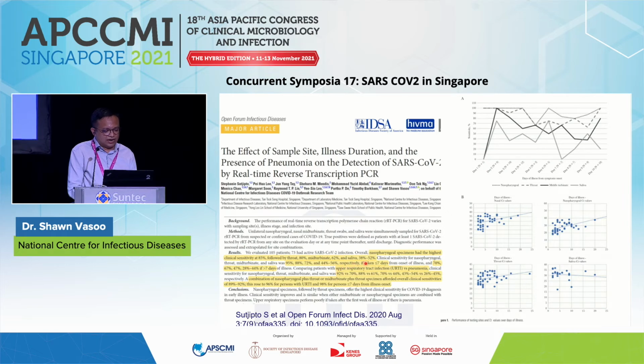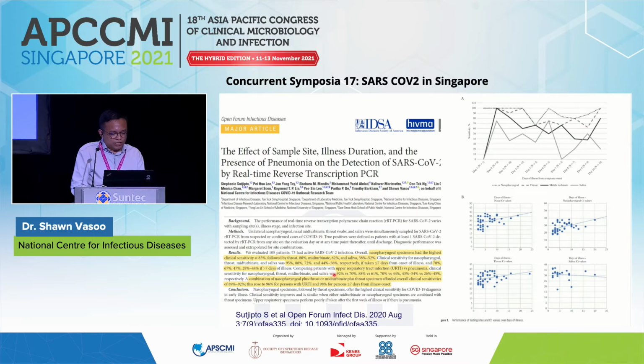This is overall. And saliva, there have been other studies which found good performance of saliva, but this was drooled saliva in this study, and it went up as high as only about 50%. In the first week of illness, less than 7 days, the sensitivity of the NP nasopharyngeal swab was 95%, and then 88% for throat, 72% for mid-turbinate.